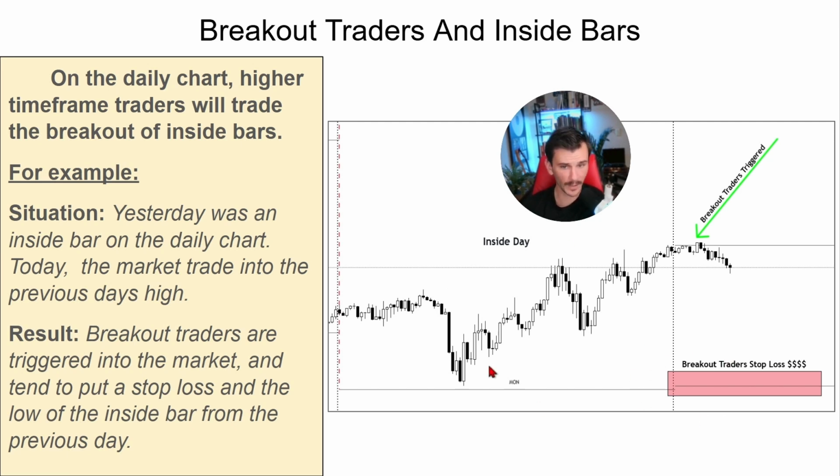For example, this Monday over here was an inside day that didn't trigger previous day's low or previous day's high, turning this into a daily chart inside bar. And then they triggered the high first over here. So when this happens, they tap into previous day's high. Breakout traders are being triggered into the market. They're going to put their stop loss down at the other end of that range.